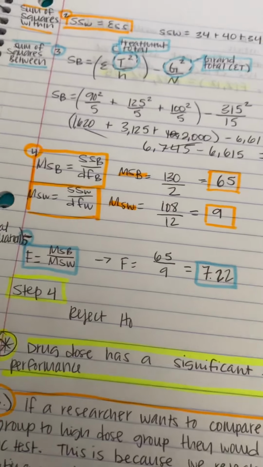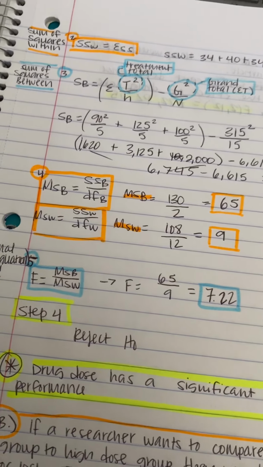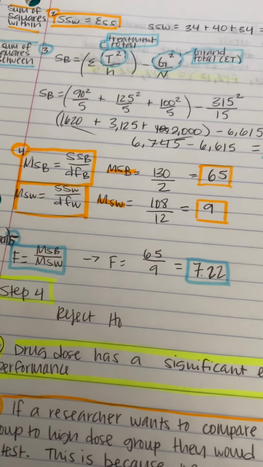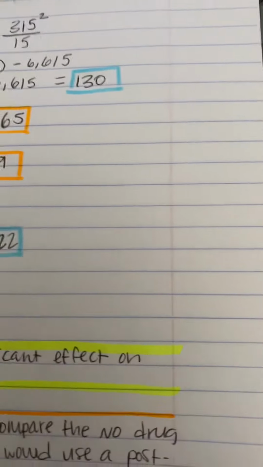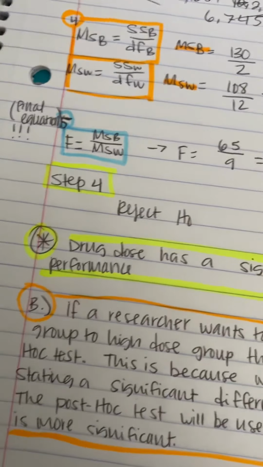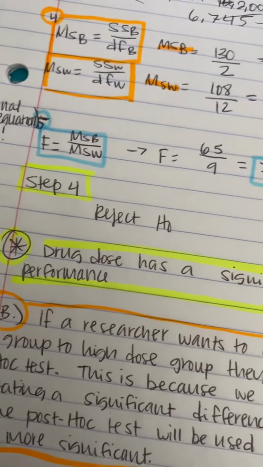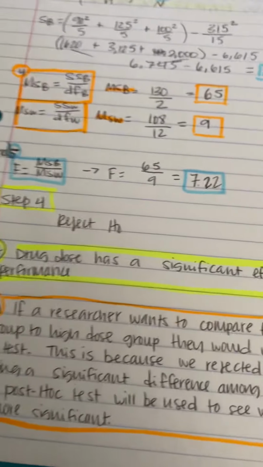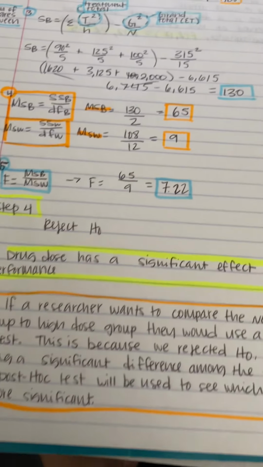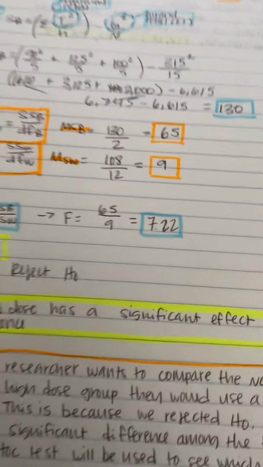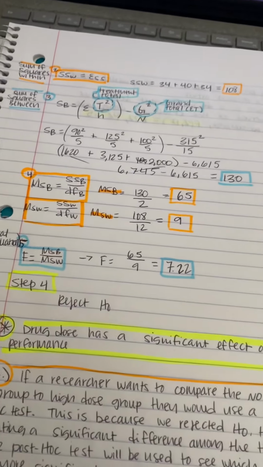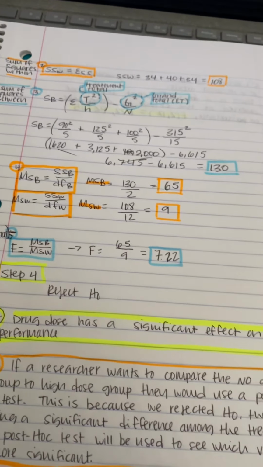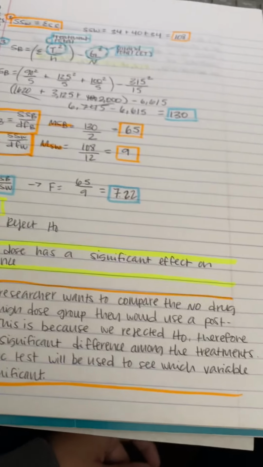And now we can finally compare the critical value with the value that we've gotten. So 7.22 is a lot bigger than 3.88. So our last step would be to reject or fail to reject. And of course, we know that we are going to reject the hypothesis because this number is a lot greater than our critical value that we obtained before. So I wrote for part A that drug dose does in fact have a significant effect on performance.